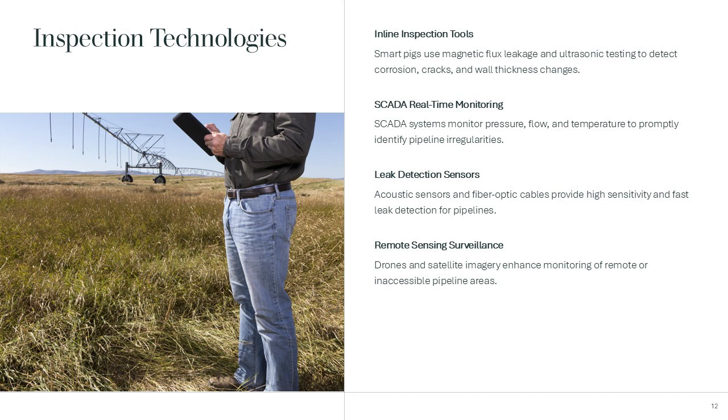Combining these methods creates a layered detection strategy that improves reliability and minimizes downtime. Investing in advanced detection technologies ensures that operators can act swiftly to mitigate risks before they escalate into major incidents.